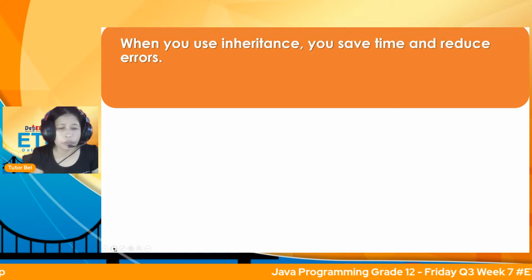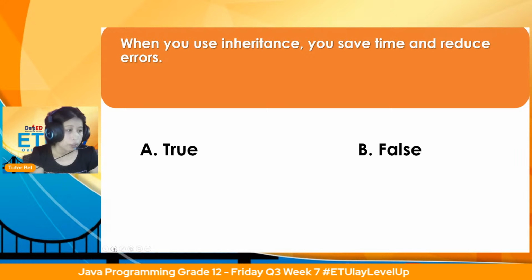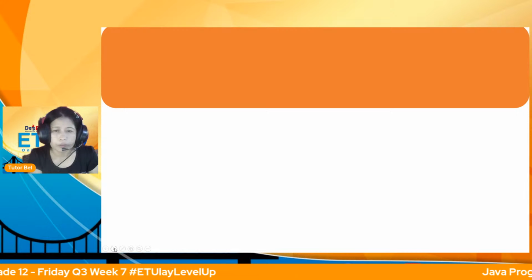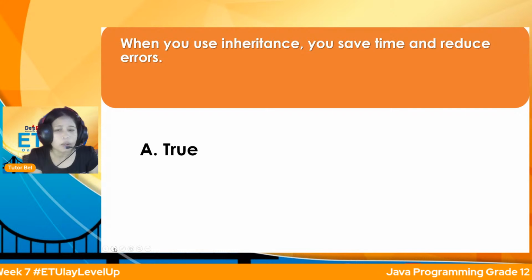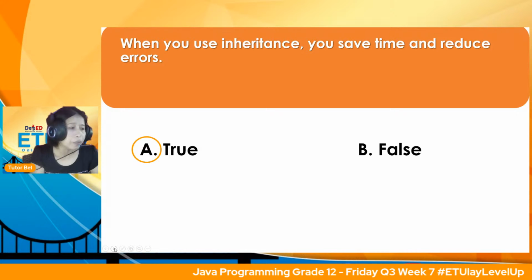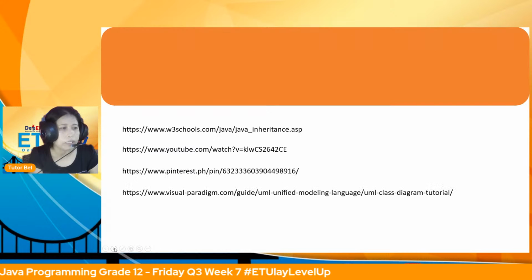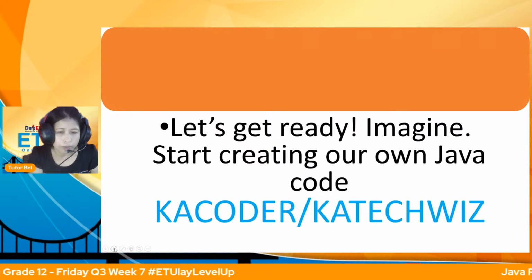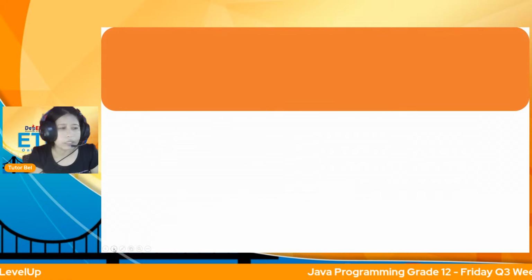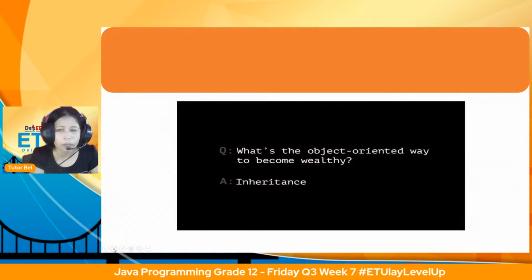Okay, so number 3. When you use inheritance, you save time and reduce errors. Is it true or false? The answer is, syempre po, di ba? We can save time kasi hindi na tayo magre-record because we have this so-called reusability. Ayan. So, these are my references. So, let's get ready. Imagine, start creating our own Java code. So, iwanan ko lang po ito.